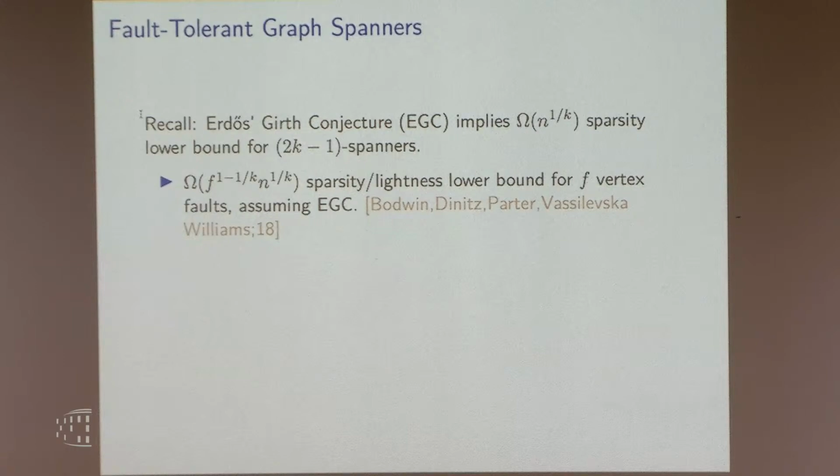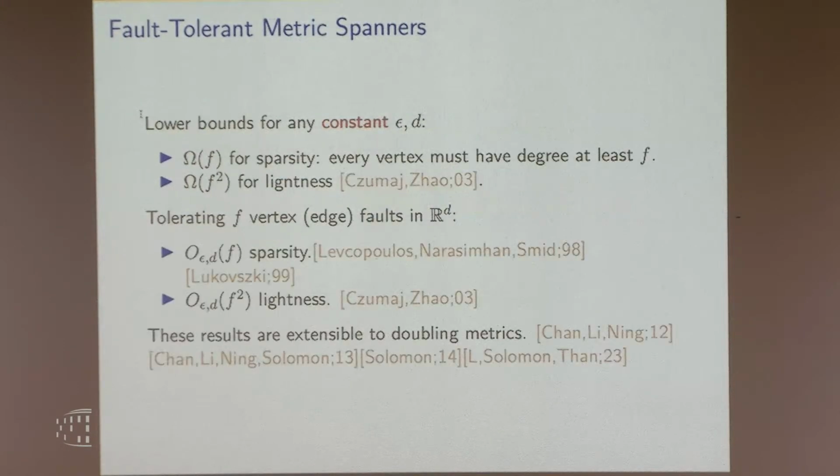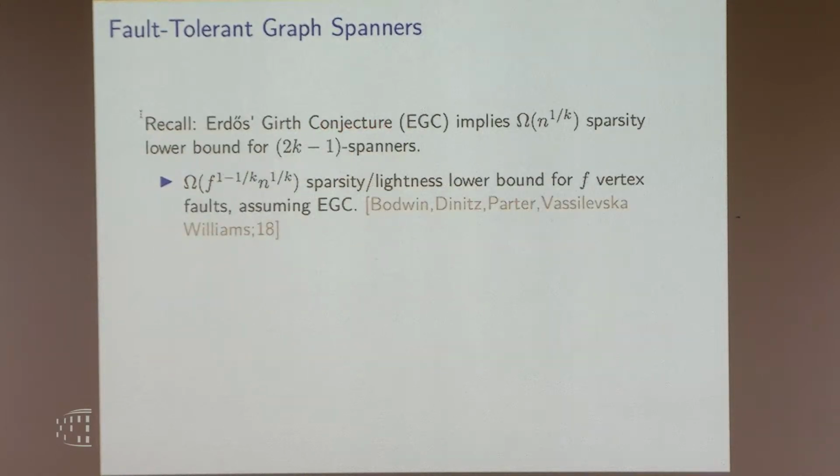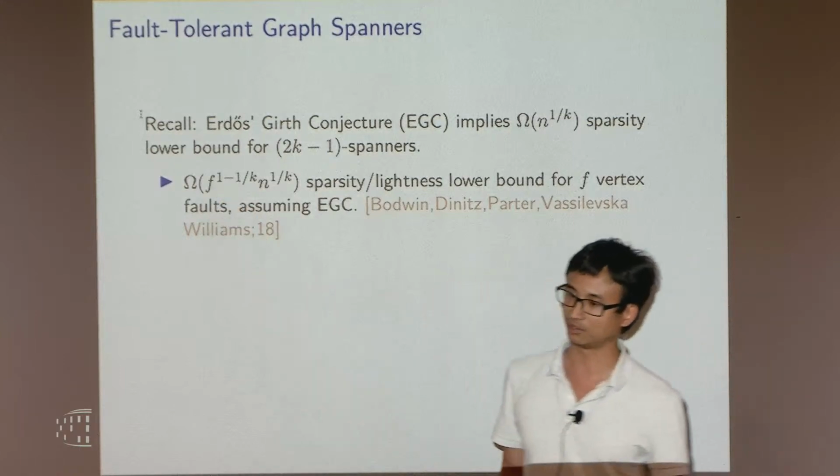But the fault-tolerant graph spanner is also very interesting. All these lower bounds are conditioned on the Erdős girth conjecture, and assuming the same conjecture, you can also extend to get lower bounds on sparsity and lightness for f vertex faults. So this is for doubling metrics and Euclidean metrics. But for the graph version, you have some dependency on f in the lower bound.